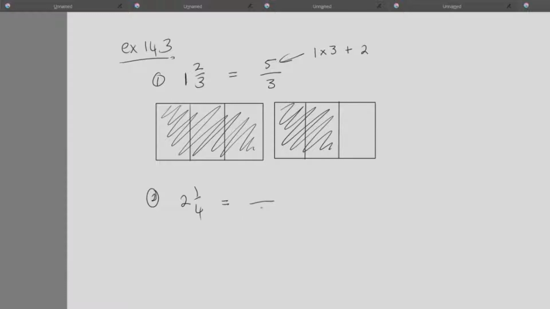So I'm cutting a loaf of bread into 4 pieces, 2 groups of 4 plus another 1. 2 loaves have all 4 pieces that I get, and then the last one I only get 1. So that is going to be 9 over 4.